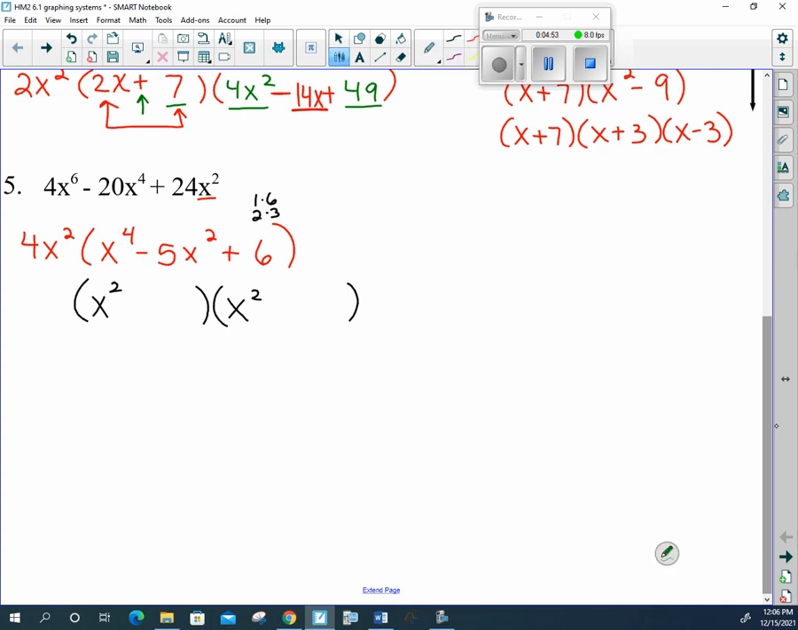So remember, this ends in a positive, so I know both of the signs in my parentheses below are going to be identical. And since I want a negative 5x squared, they're going to be a negative 2 and a negative 3, and our 4x squared out in front.